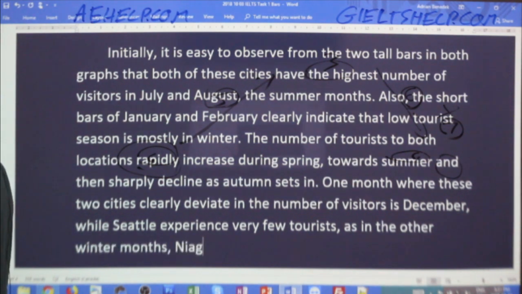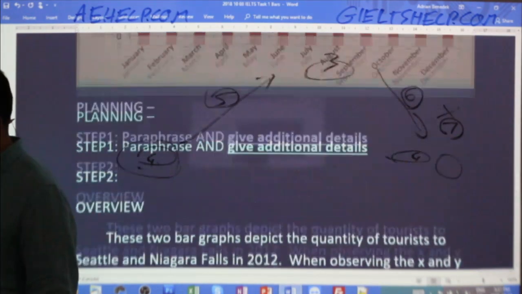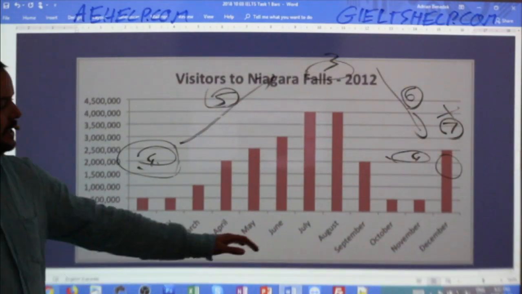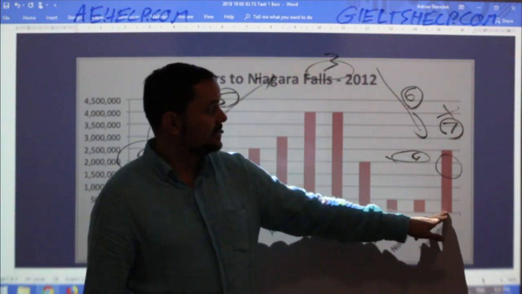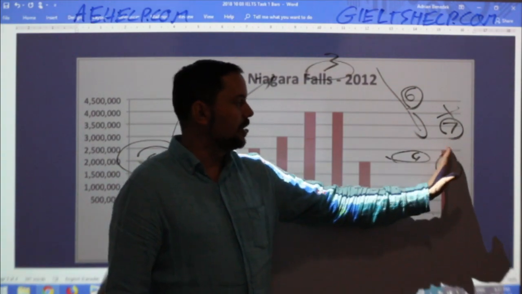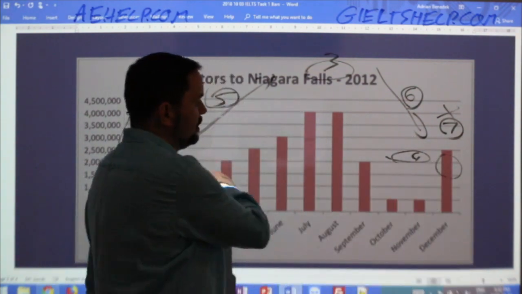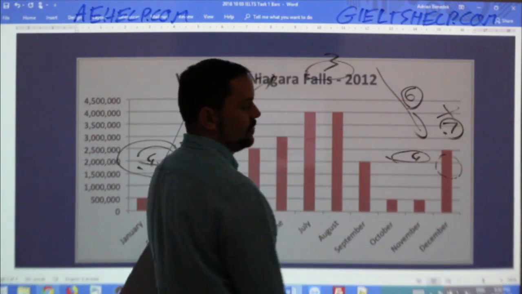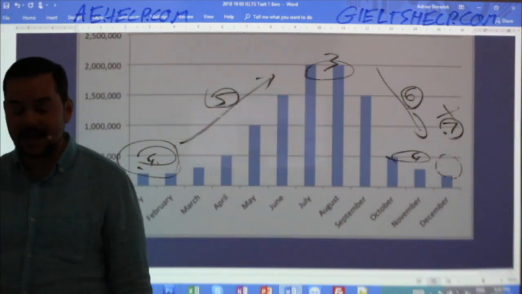Niagara Falls has a spike in visitors. Okay, so what I'm describing here, for some of you that are joining now, is this one key difference in the two graphs, where December here for Niagara Falls has this spike, where you have a sudden jump in the amount of data compared to the previous months. That would be a spike. So if this were a line graph, it would be a clear spike, okay? So remember that word spike. That's a useful vocabulary for you.